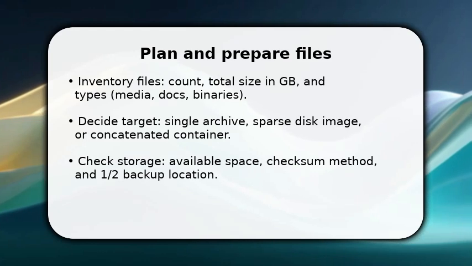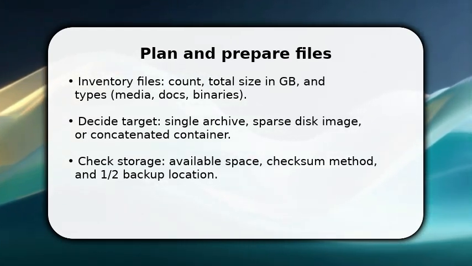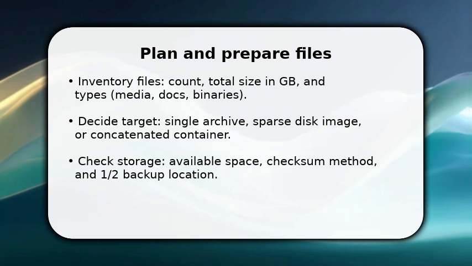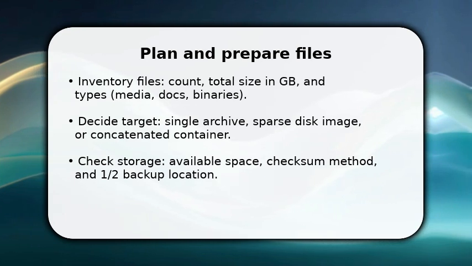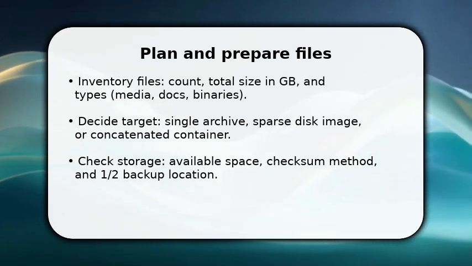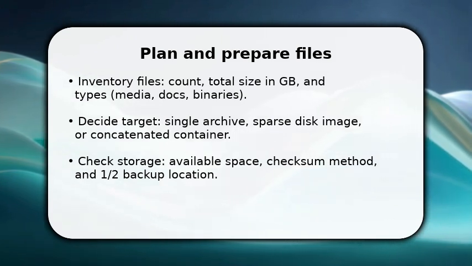Start now by listing exactly what goes into the mega file and why each item matters. You want a clear total size in GB and file type breakdown so you can choose the right container. Once done, pick archive format or disk image based on random access needs versus compression.